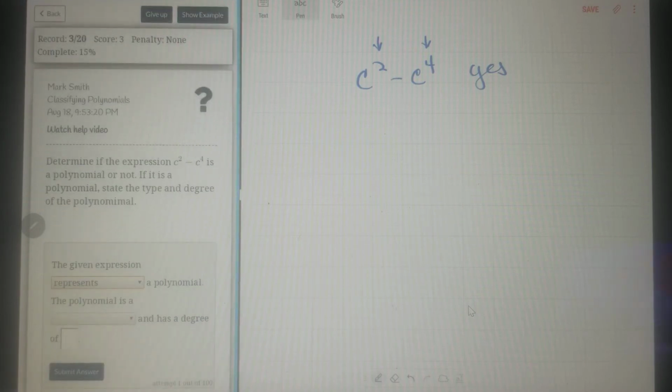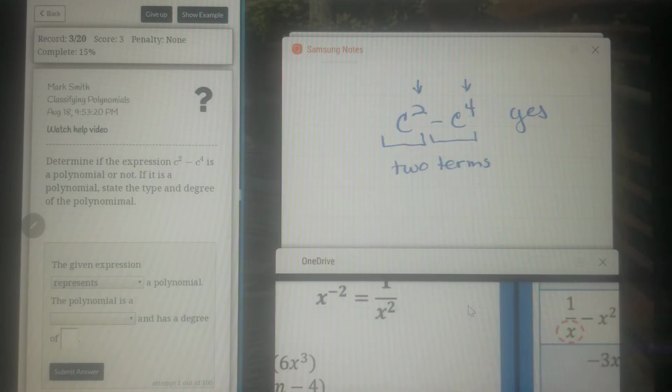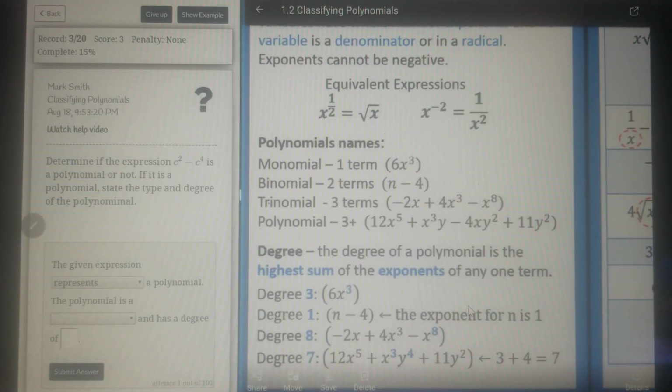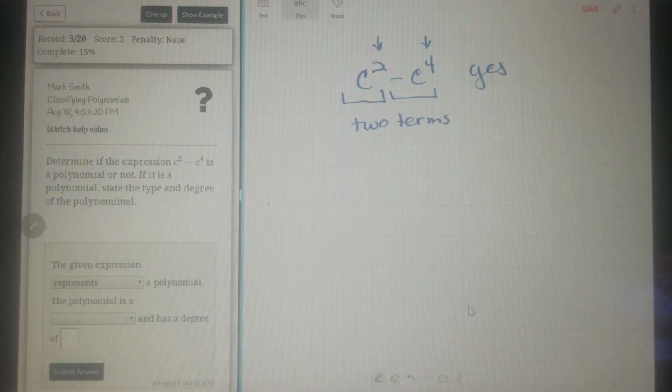The next thing it wants to know is, is this a binomial, trinomial, or monomial? Well, if I look over here, I see that this has 2 terms: c to the 2nd power and negative c to the 4th power. And if we look over on our notes, 2 terms was a binomial. So we're going to say this was a binomial.